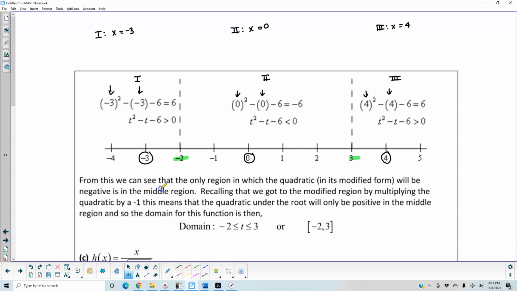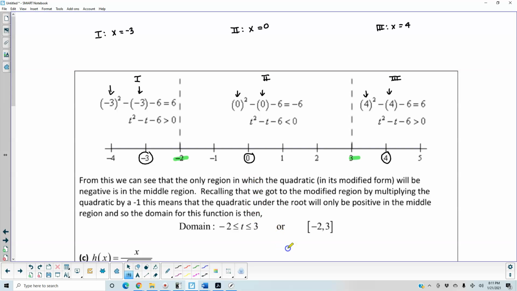So from this, we can see that the only region in which the quadratic in its modified form will be negative is in the middle region. Recalling that we got to the modified form by multiplying the quadratic by a -1, this means the quadratic under the root will only be positive in the middle region, so the domain for this function is the following. It's in between -2 and 3 inclusive.